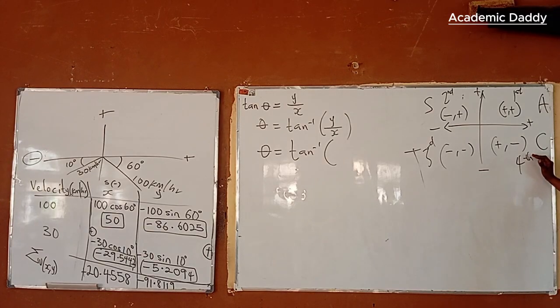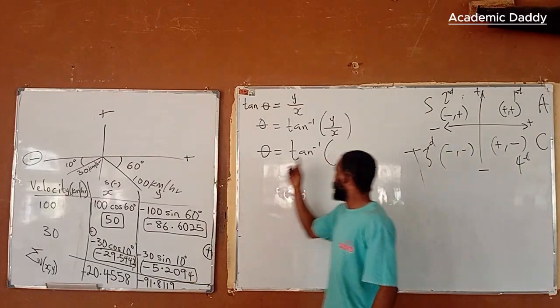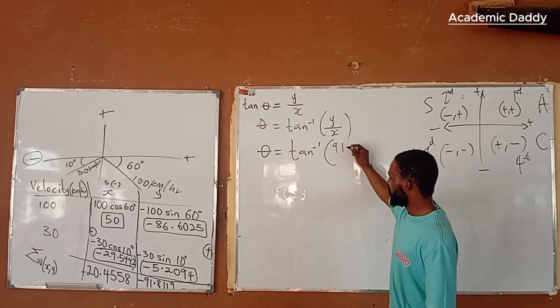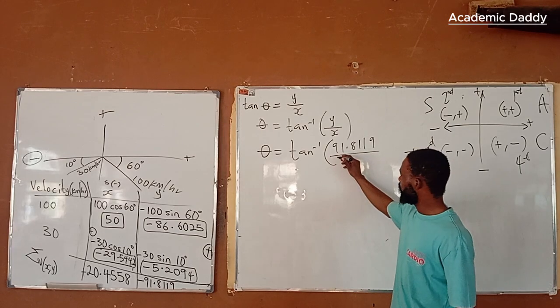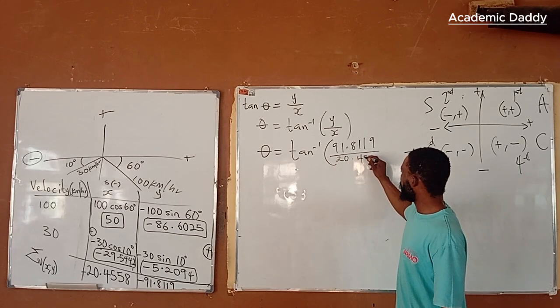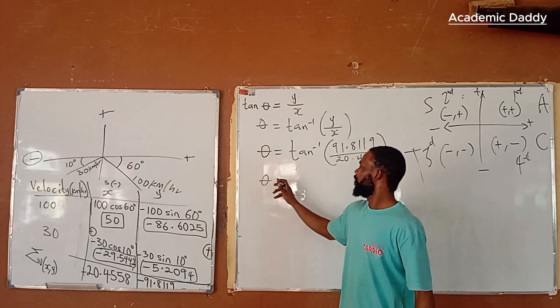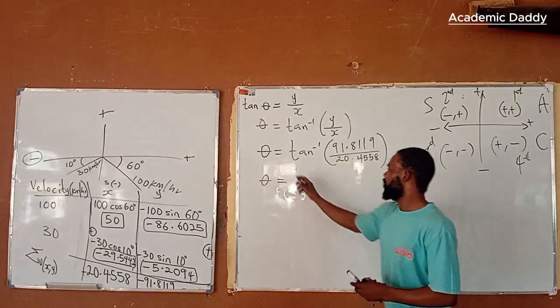And do you remember that your plane is actually moving in this fourth quadrant when we drew this? So please, that is just to show you. Don't go carrying the minus into your angle. It's wrong. So I will simply have 91.8119 all over 20.4558. Punch it for me, what do you have? Just this one divided by this one, tan inverse of what?